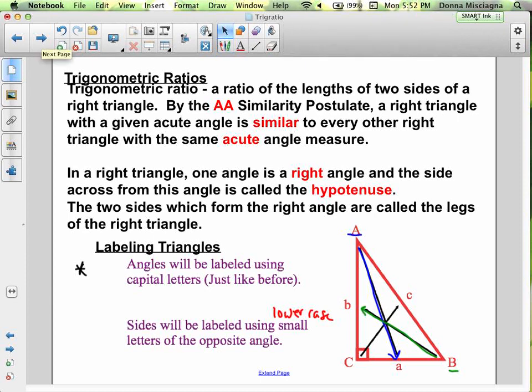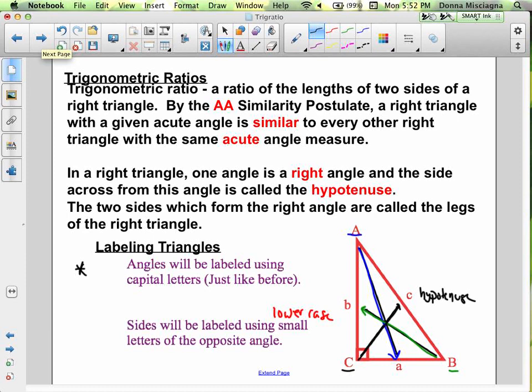And finally, we have angle C. And angle C is the right angle. So opposite angle C on the other side of the triangle, we have side C. And because side C is opposite the right angle, this is the hypotenuse.